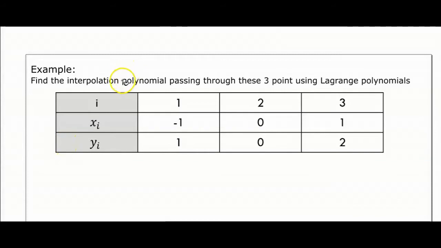Now, as an example, we will construct the interpolation polynomial passing through these three points. So xi is equal to minus 1, 0, and 1. Yi is equal to 1, 0, and 2. So the interpolation polynomial is given by P equal to y1 L1 plus y2 L2 plus y3 L3. As you can see here, y2 is equal to 0, so we don't need to construct the Lagrange polynomial for the point 2, so the L2. So P is equal to L1 plus 2 times L3.